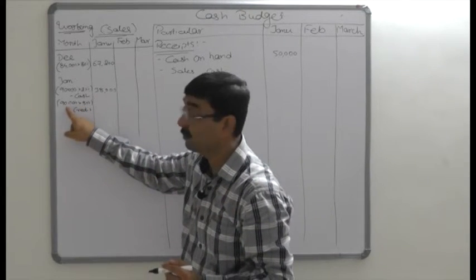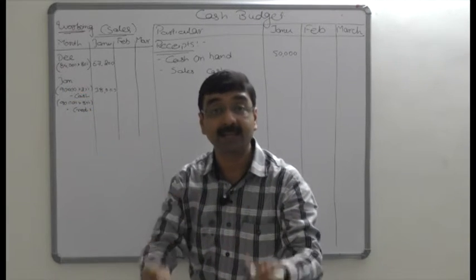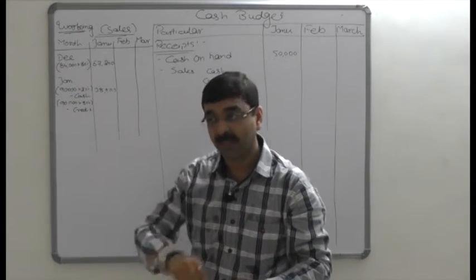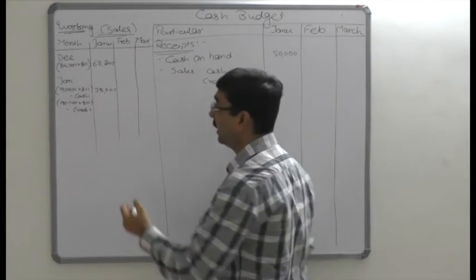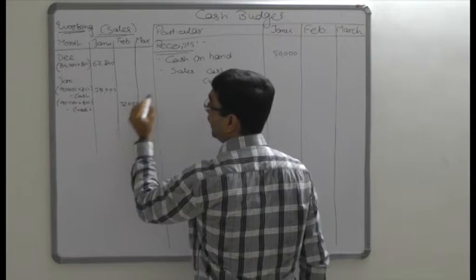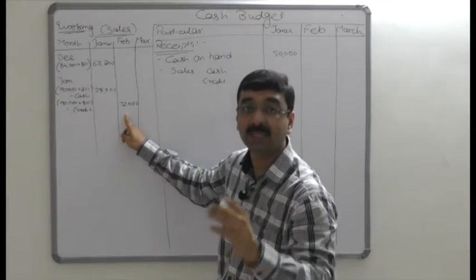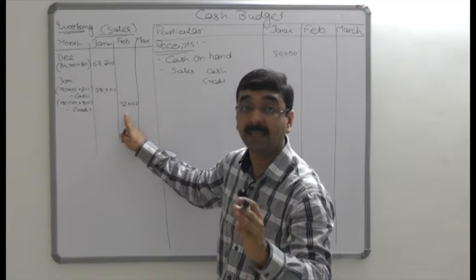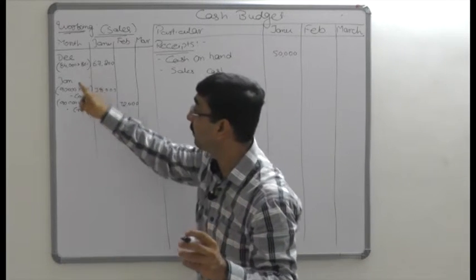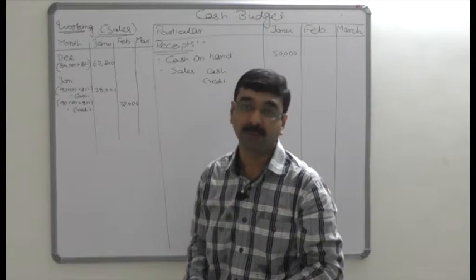But 80% of the 90,000 rupees sales made in the month of January is credit sales, and this amount is realized in the month of February. So how much would be realized in the month of February? That is 72,000. 9 8s are 72. So 72,000 rupees, considered credit sales occurring in the month of January, will be received in the month of February.